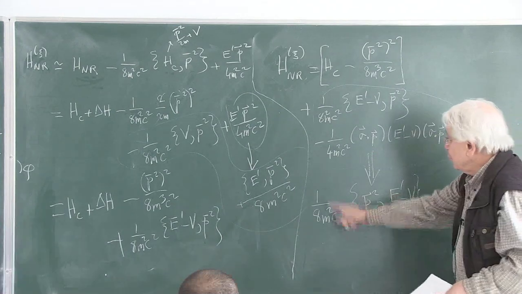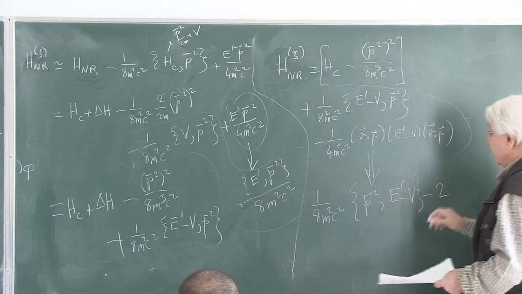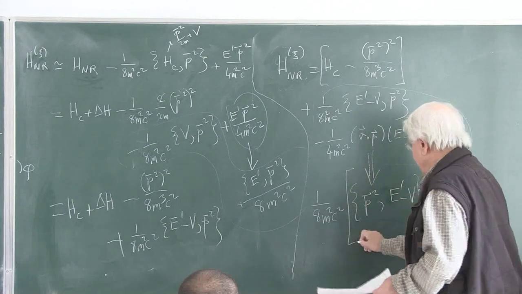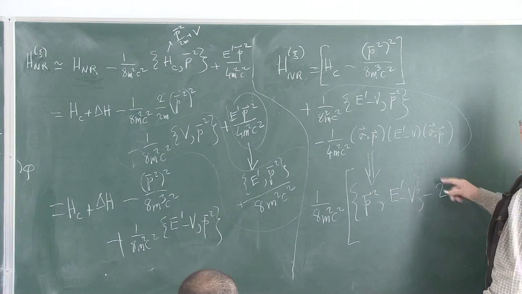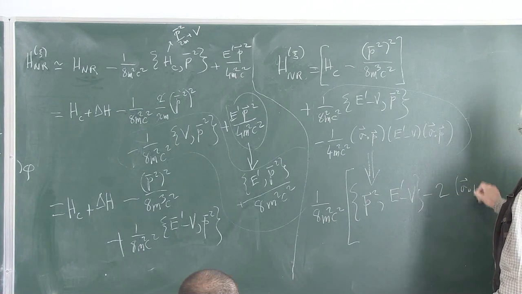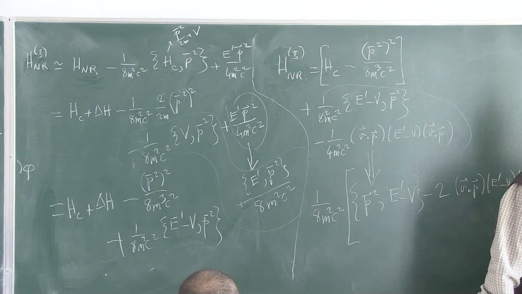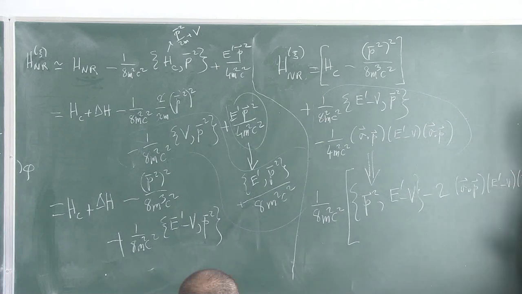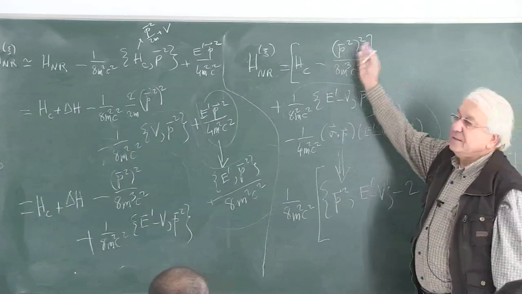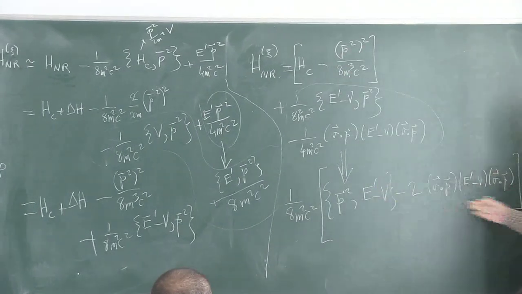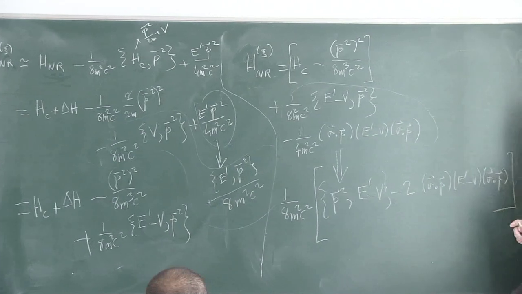Minus twice sigma dot p (E prime minus V) sigma dot p. This is the additional term. Beautiful, isn't it? And this Coulomb plus the kinetic energy term, and everything else is this term.